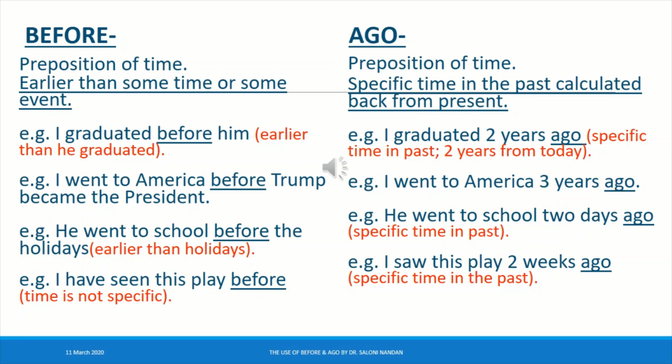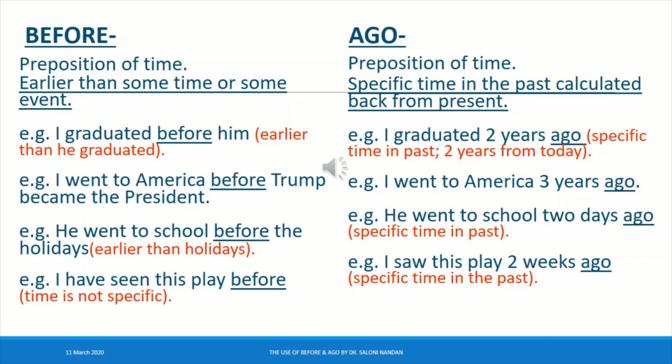Now let us look at ago. Ago is used for specific time in the past, calculated back from present or today. Example, I graduated 2 years ago. Specific time in the past, that is 2 years from today.